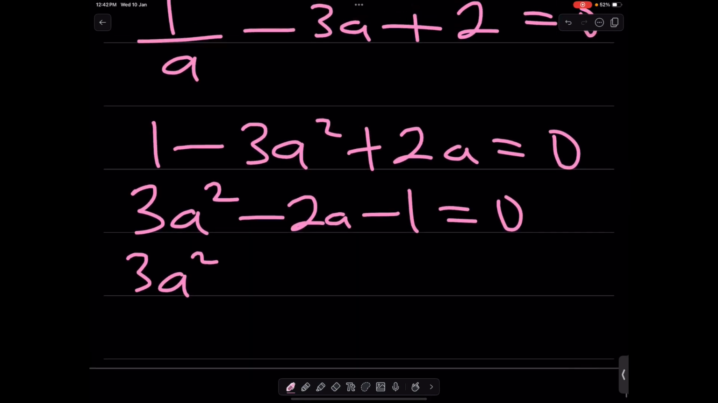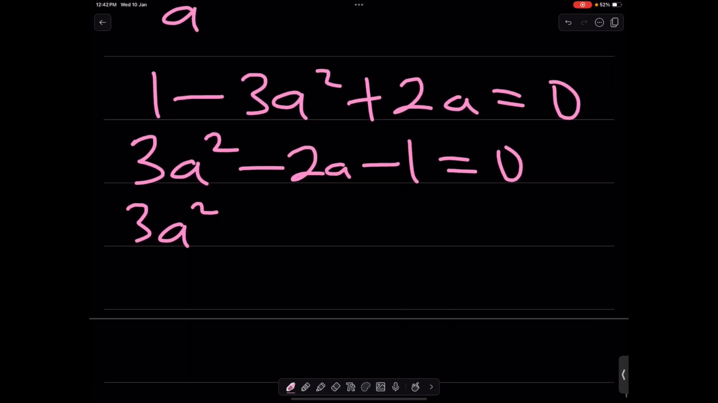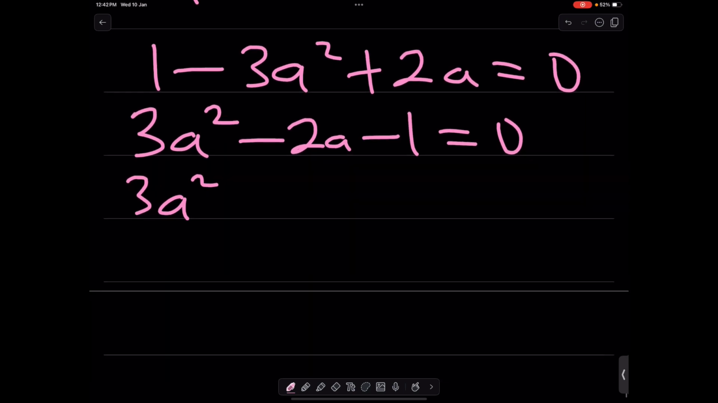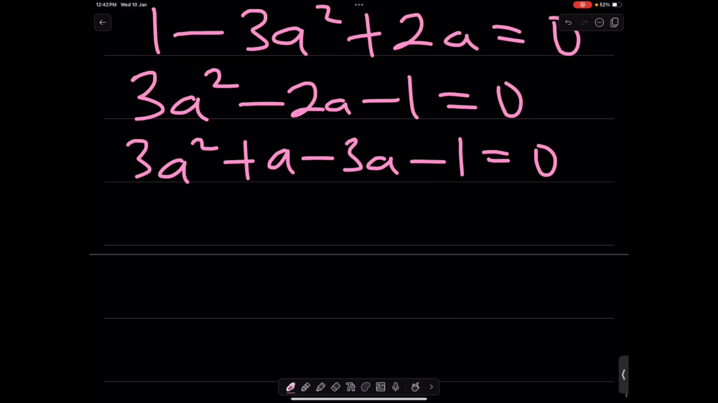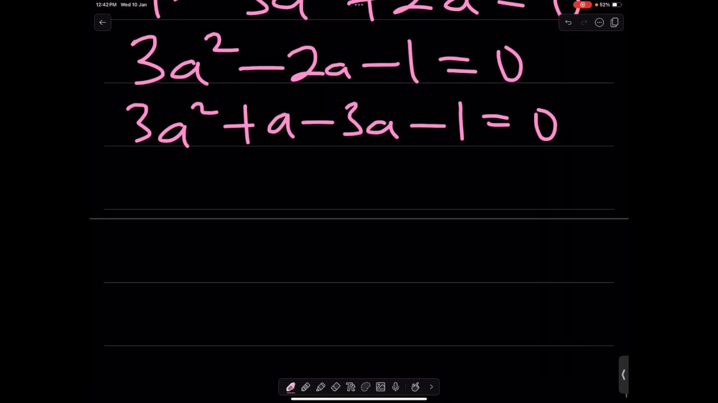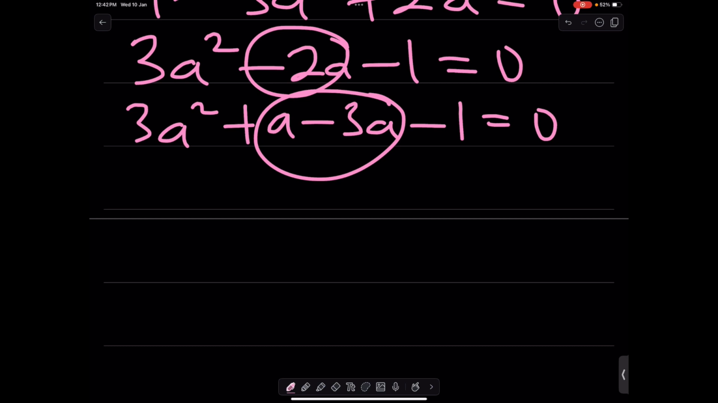Okay, minus 2a, 3a squared minus 2a minus 1. What do we multiply to get minus 3a squared and add to get minus 2a? Okay, that's plus a and minus 3a. Take your time to be sure that those factors are correct. a minus 3a is minus 2a, and a times minus 3a is the same as minus 3a squared.